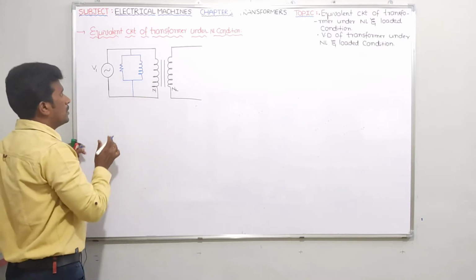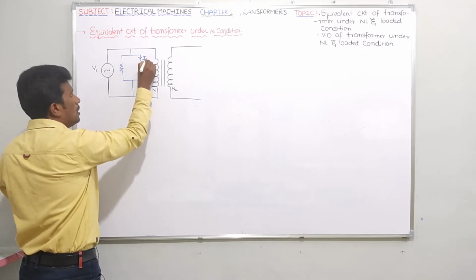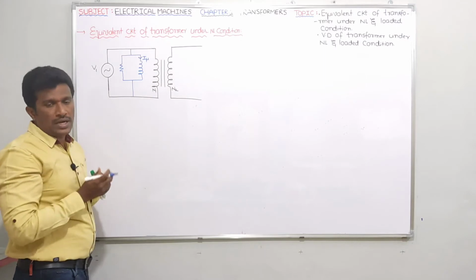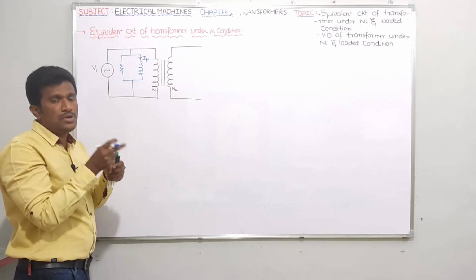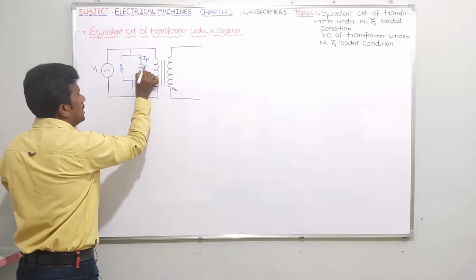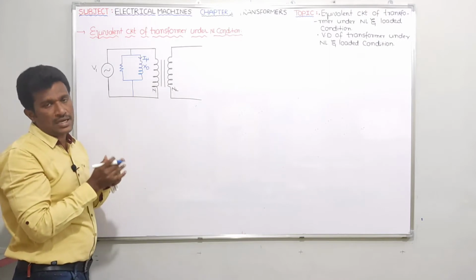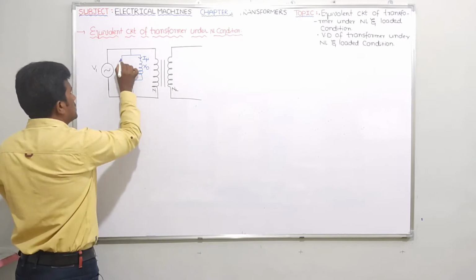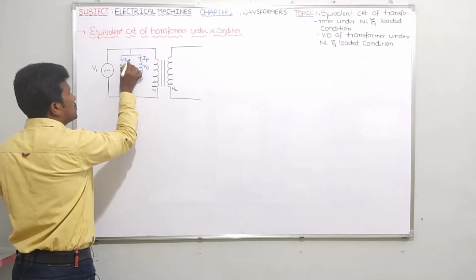Because I told you, to magnetize the transformer core, initially I need I mu current. Magnetizing current is used to magnetize the transformer core. That means I mu is a term related to the transformer core, and I mu is the current flowing through the X naught branch. X naught means what here? Magnetizing reactance of the transformer.